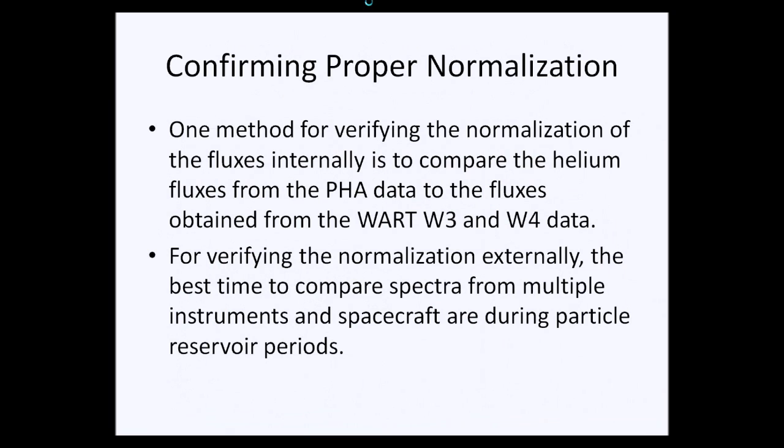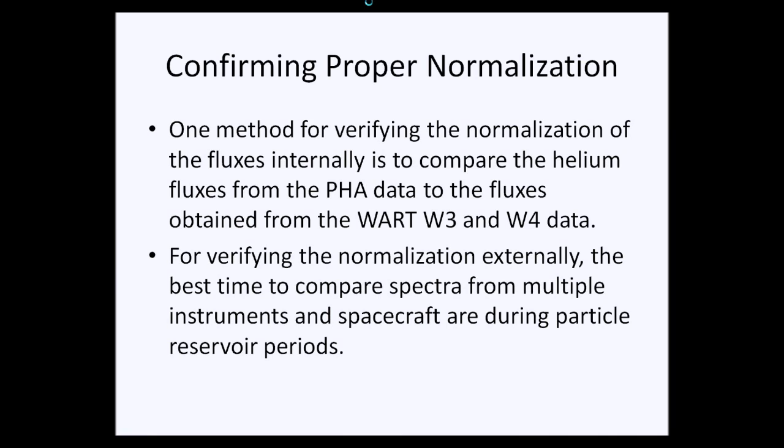Identifying and keeping count of the ions is only half the battle. Once the total counts and total accumulation times are known, we can calculate fluxes, but in order to believe those fluxes to be genuine, we compare our spectra both internally and externally for normalization errors.